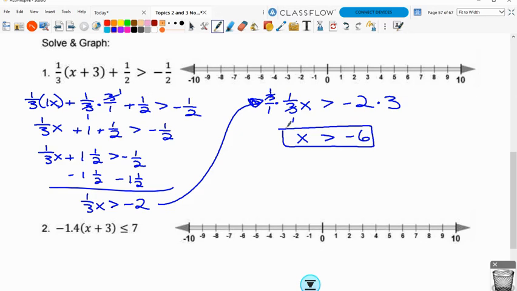And now I'm going to graph the solution on the number line. Since I'm not allowed to be equal to -6, I'm going to need an open circle. And to be greater than -6, I'm going to shade the number line to the right. These are all of the values that are going to be greater than -6. Don't forget to bold the arrow in this direction as well. So any of these shaded values would be a solution to the original inequality.